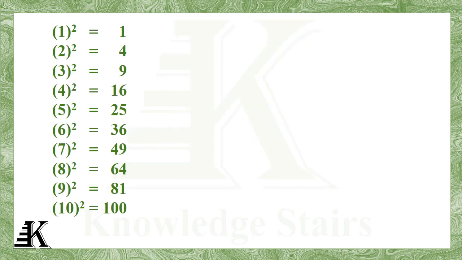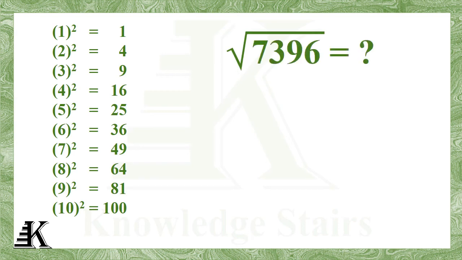Let us take one more example, 7396. Again we will make the pairs of two numbers from the last. Now we have two pairs of two numbers each. One pair has 96 and the other pair has 73.